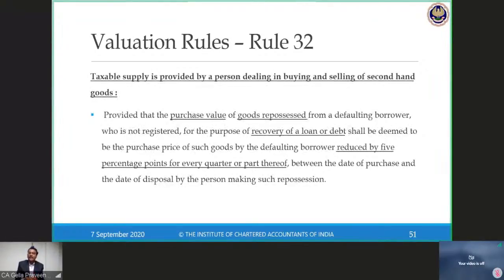What they say is, you have lent money to buy a vehicle. Your customer has defaulted on the vehicle. A bank or a financial institution has recovered the vehicle. In that scenario, for valuation, whatever loan you have given shall be your purchase value. That value is reduced by 5% for every quarter. So if I have given a loan for 1 year, 5% per quarter for 1 year, 5 into 4, 20%. 20% of the value will be reduced as my purchase value. The net value will be the revised purchase value. That will be compared with my selling price, and that is my value of supply.